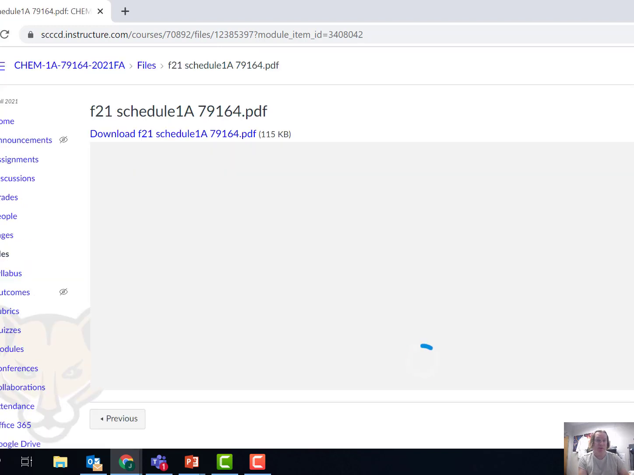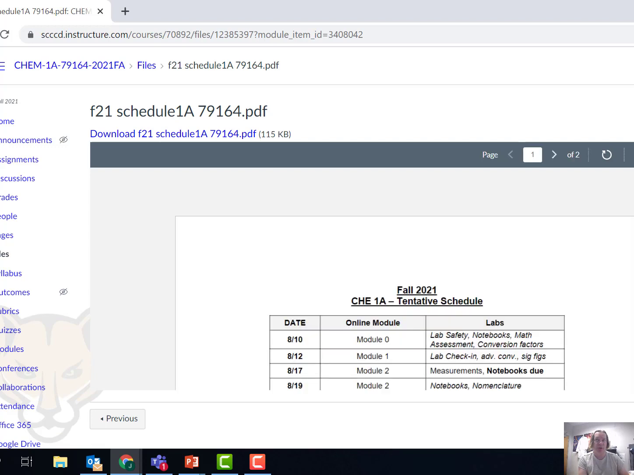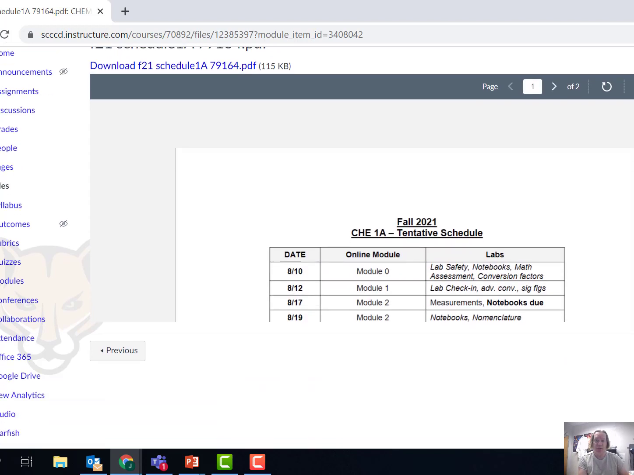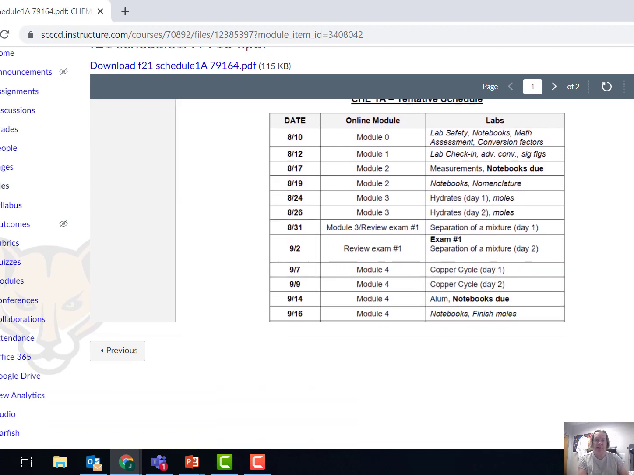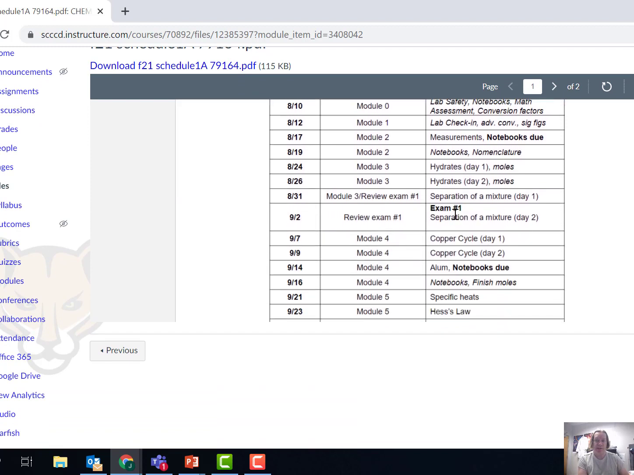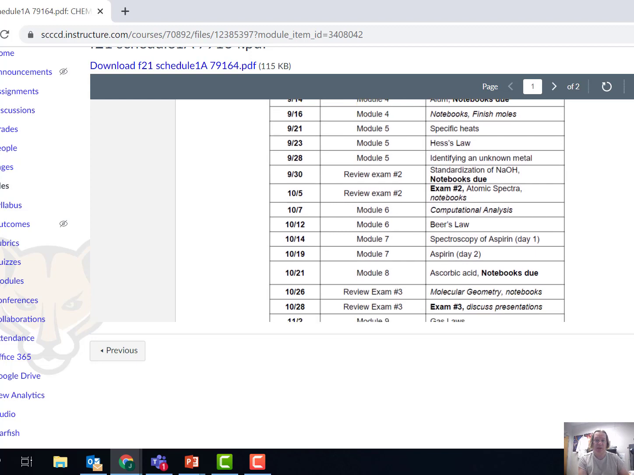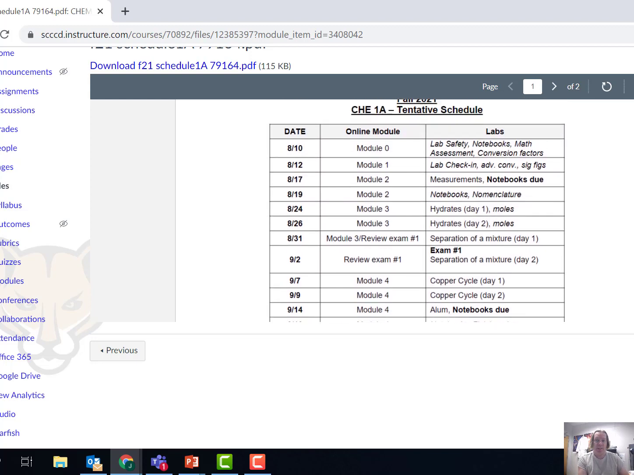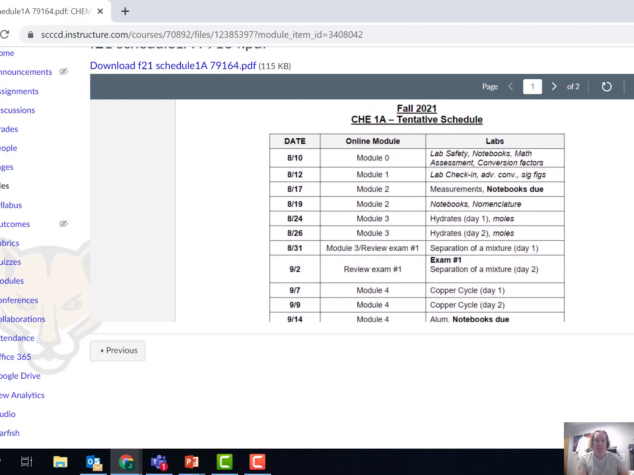And then this is the schedule, also very important. This is showing the important dates in terms of when we are having various labs, when we have exams, things of that nature. A couple things I'll mention here while we're looking at this.